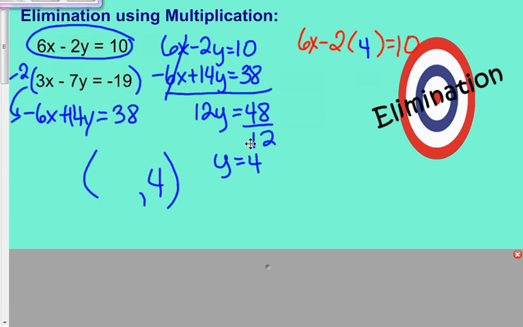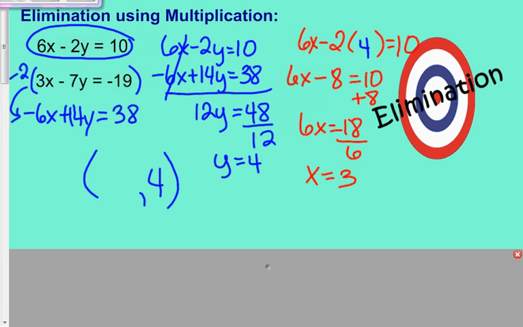Now we're going to work it out. 6x minus 2 times 4 is a negative 8 equals 10. And we'll add 8. And we'll have 6x equals 18. Divide by 6. And x becomes 3. So our final component is 3. So our point is 3, 4. There's your answer.